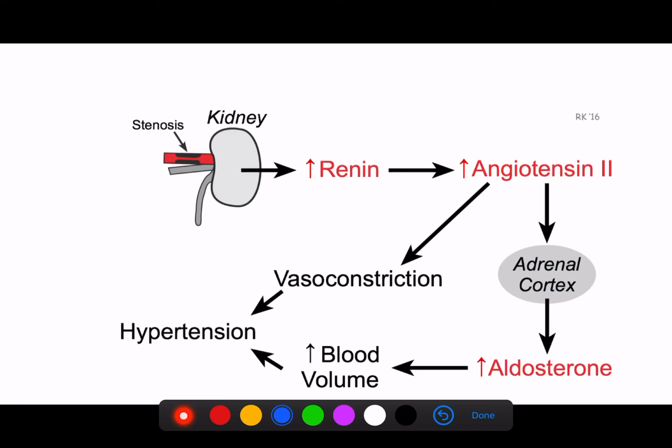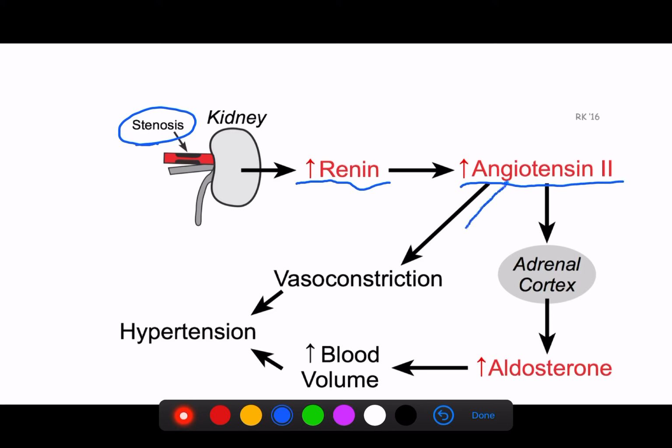The role of the kidney is very important in both primary and secondary hypertension. The normal physiology of the kidney occurs within the juxtaglomeruli, which sense the volume of blood. When blood volume decreases, as in stenosis, the juxtaglomeruli sense this and will secrete renin. Renin will convert angiotensinogen to angiotensin 1, and then angiotensin 1 will be converted by the lung to angiotensin 2.